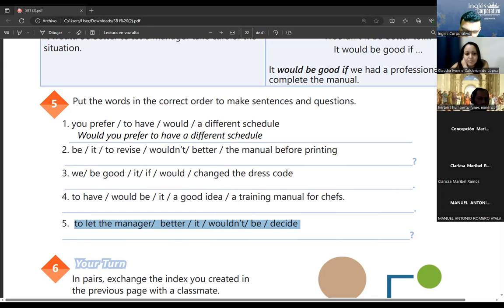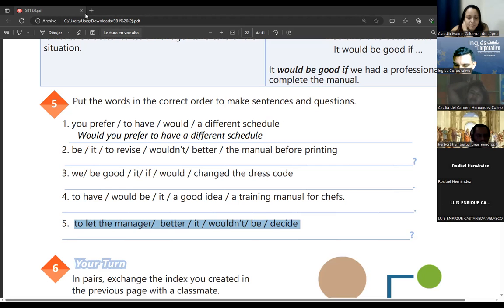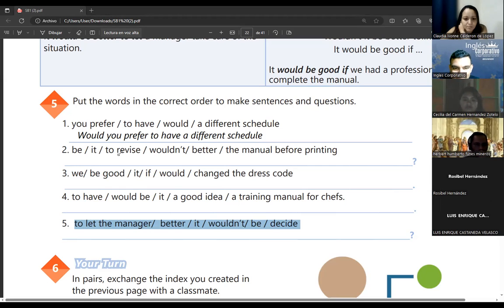All right, well, ready. Okay, who wants to start? Three sentences using it would be better or it would be a good idea. All right, who wants to share with us the sentences?